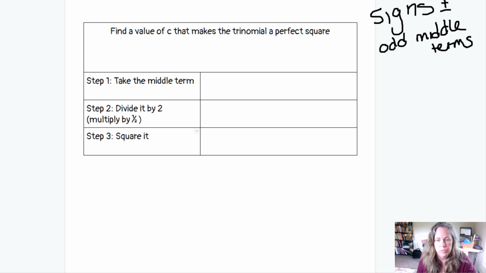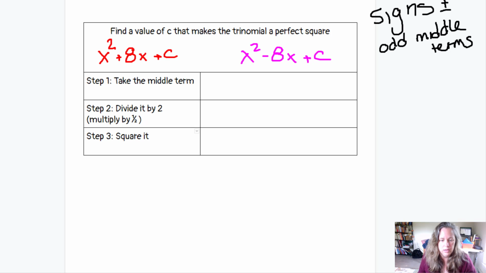So first we'll talk about signs, and we will look at x squared plus 8x plus c, and then in pink we will look at x squared minus 8x plus c. And I typed out the steps so that you guys don't have to watch me write them. I'm sorry that I didn't think about doing that until the end of May, but so be it.